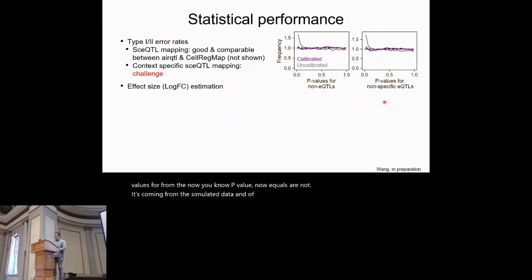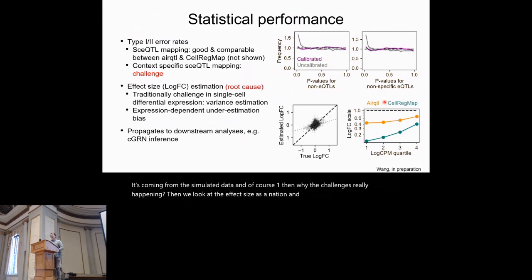And of course, why the challenge is happening, we look at the effect size estimation, and we believe that is actually where the root cause is. Effect size estimation is traditionally challenging when you are doing single cell differential expression, specifically because it's very hard to estimate the variance in the single cell expression level. If you look at this plot, you can plot the true log change or true effect size versus the estimated one, and the dashed line is the linear estimate. In this case, we find we tend to underestimate the effect size and variance, and however that also depends on the expression level. For lowly expressed genes, you tend to underestimate it even more. Although in this case Airqtl does it better than cell-rec-map, ideally we want a slope of 1 throughout. Airqtl does it better, but still not perfectly.